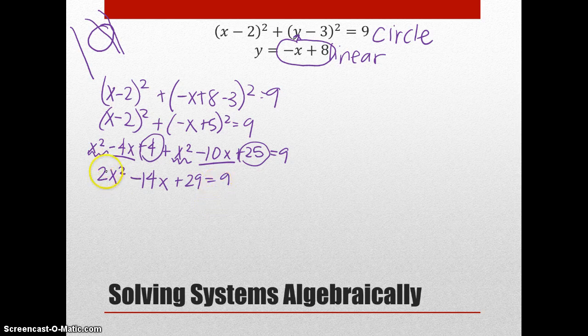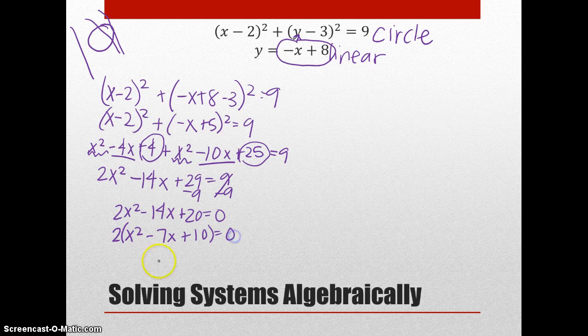Now this is a quadratic because of this x squared, so we have to set it equal to 0. So we'll subtract 9 from both sides and get 2x squared minus 14x plus 20 equals 0. So now we have to figure out how to solve for x. So just looking at 2, negative 14, and 20, I know we have a GCF of 2. So first I'll start by taking out a GCF. So then we have 2 times x squared minus 7x plus 10 equals 0.